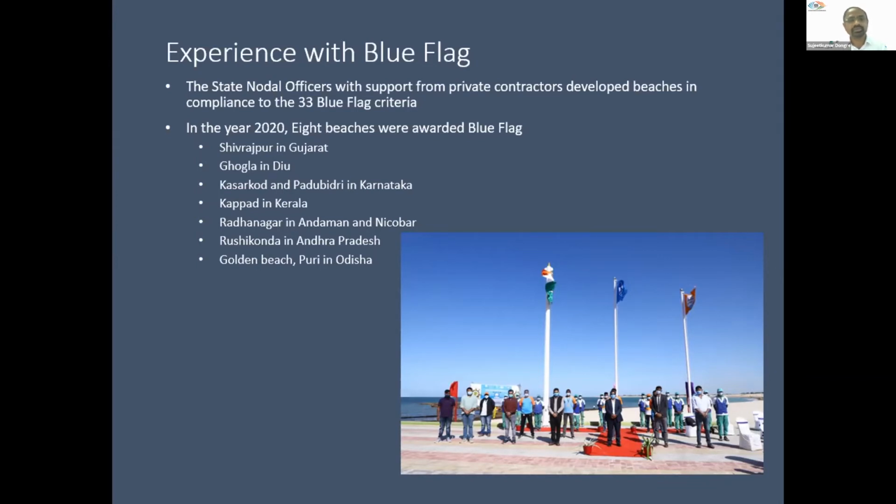Gujarat has one beach. Diu has one beach. Karnataka has 2 beaches. Kerala has one beach. Radhanagar, Andaman and Nicobar, has one beach. Andhra Pradesh has one beach. Puri has one beach. So these 8 beaches opened up the idea of Blue Flag in the country.